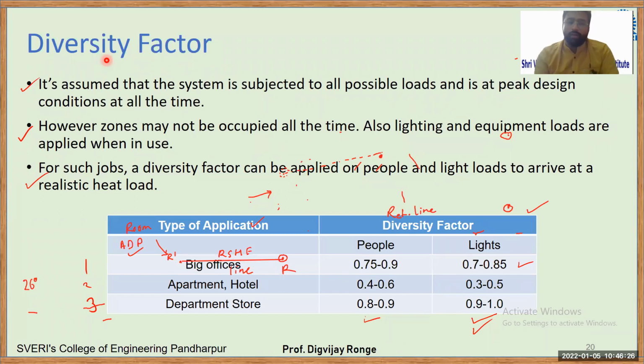It is assumed that the system is subjected to all possible loads and is at peak design condition all the time. However, zones may not be occupied all the time. Also, lighting and equipment loads are applied only when in use. For such jobs, a diversity factor can be applied on people and light loads to arrive at a realistic heat load. So our objective here is to arrive at realistic heat load. So, type of application, let us see here. Okay, I will drop all the annotations.